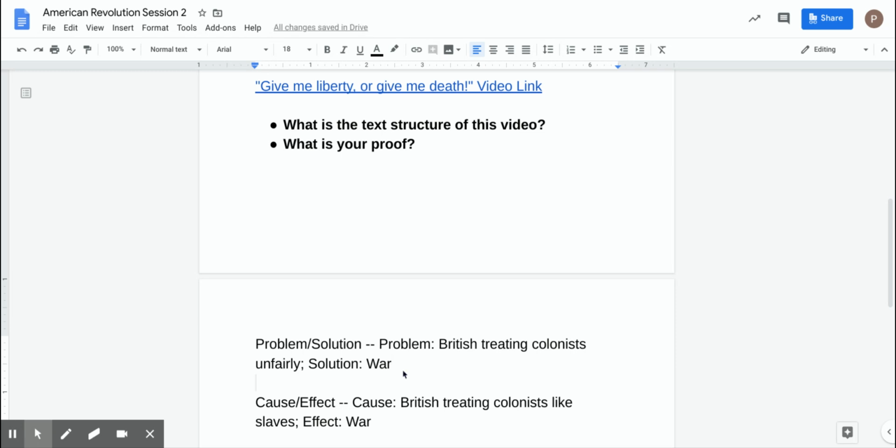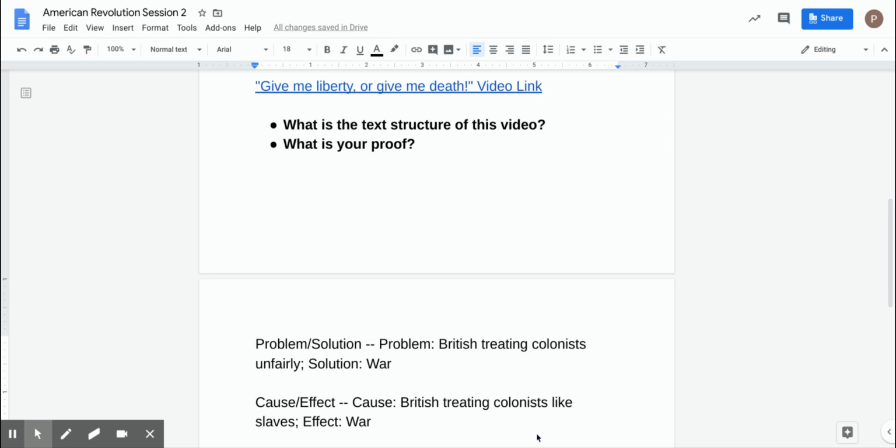And the other one I thought would be cause and effect. The cause is that the British were treating colonists, according to Patrick Henry, like slaves, and the effect was that the war has already begun, and they just need to kind of get at it. Because we can't take it anymore, in order to have freedom, we have to fight the British. Is pretty much what Patrick Henry was saying.